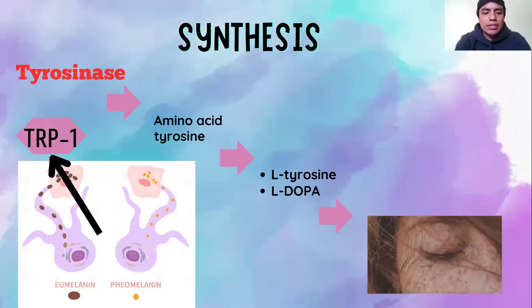Now, the synthesis. Melanin synthesis is initiated by tyrosinase on the amino acid tyrosine, which catalyzes the conversion of L-tyrosine to L-dopa and then to melanin. TRP1 plays a role in the activation and stabilization of tyrosinase, in addition to participating in the synthesis. It also helps to increase the eumelanin to pheomelanin ratio.